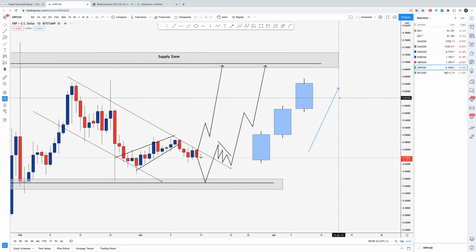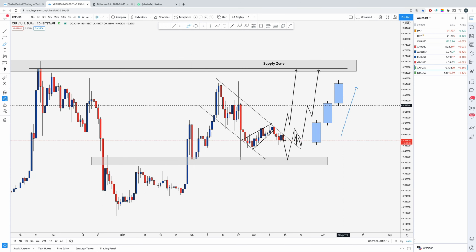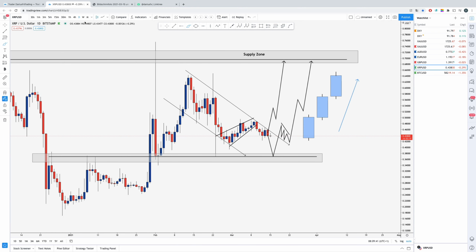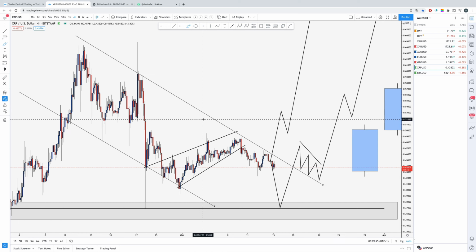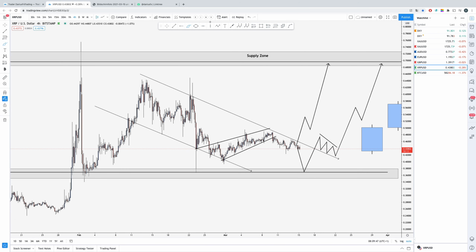Okay, then let me continue with the XRP price chart. Now here we are currently between supply and support. I like to view this market right now from the 4 hours because it is in this correction, preparing for the big movement to the upside.